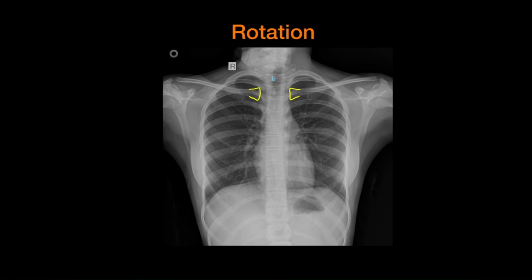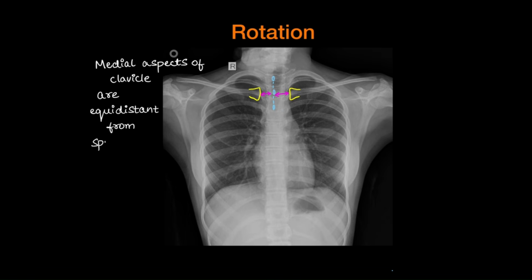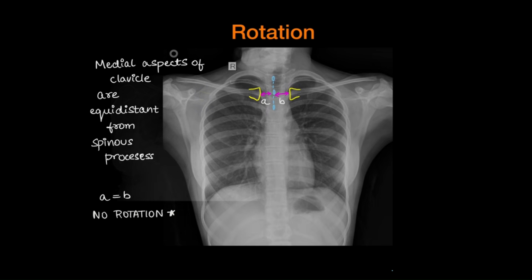Moving on to assessing image quality, first thing is rotation. Identify the medial ends of the clavicles shown in yellow, and the spinous processes shown in blue here. If the patient is not rotated and the X-ray is taken very well, the medial aspects of both clavicles are equidistant from the spinous processes on both the right and left side. So this distance A will be equal to distance B. That means there is no rotation of the patient and the X-ray is perfect to read.